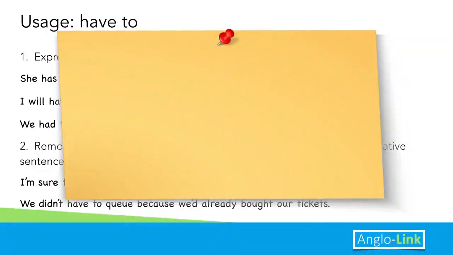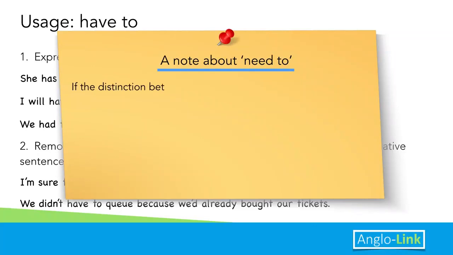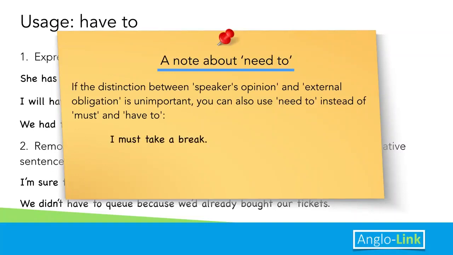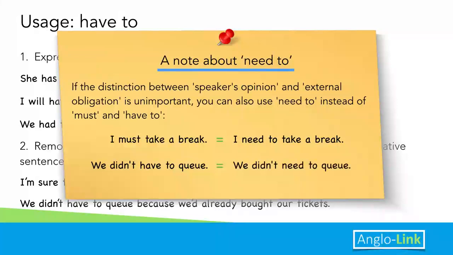I would also like to tell you a little something about need to. If the distinction between speaker's opinion and external obligation is unimportant, you can also use need to instead of both must and have to. So you can say, I'm tired, I must take a break. That's your opinion, your feeling. Or, I'm tired, I need to take a break. Or for an obligation, we didn't have to queue, we didn't need to queue.